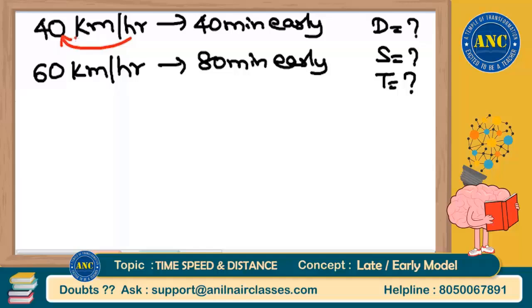First day it is 3 hours, second day it is 2 hours. What is the difference in time? The difference is 1 hour. 1 hour is 60 minutes. So 60 minutes is the difference. Distance is 120 kilometers.